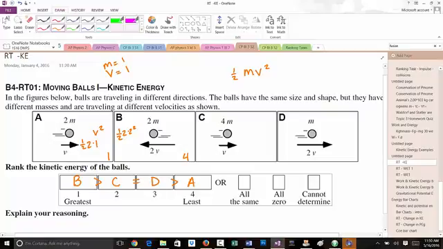It is not possible. That's an important thing. You might want to write that down just so you don't forget. Not possible to have a negative kinetic energy. Always, always positive kinetic energy.